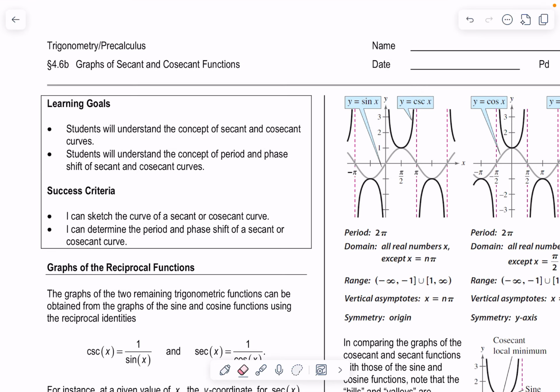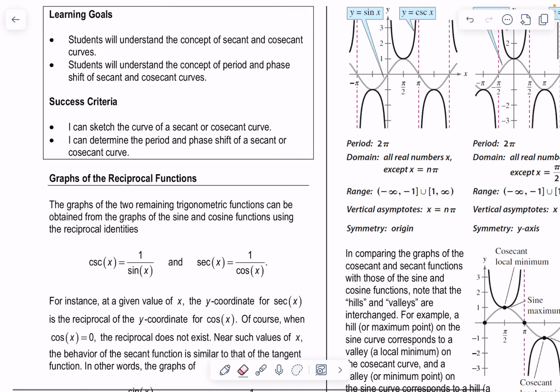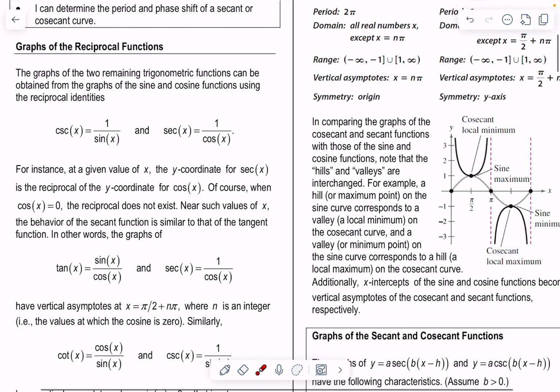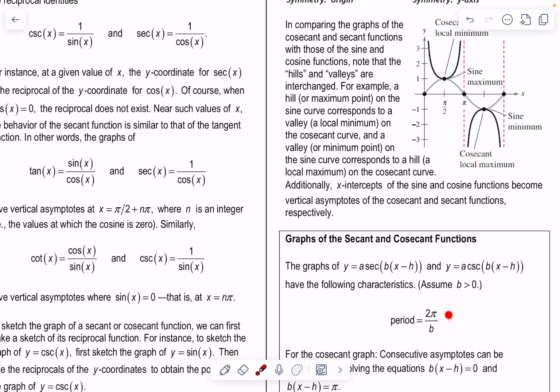be graphs of secant and cosecant functions. So remember, cosecant is 1 over sine, and secant is 1 over cosine. To find the period, we have it right over here. It's the same as how to find the period of sine and cosine functions. So this is 2 pi over b.